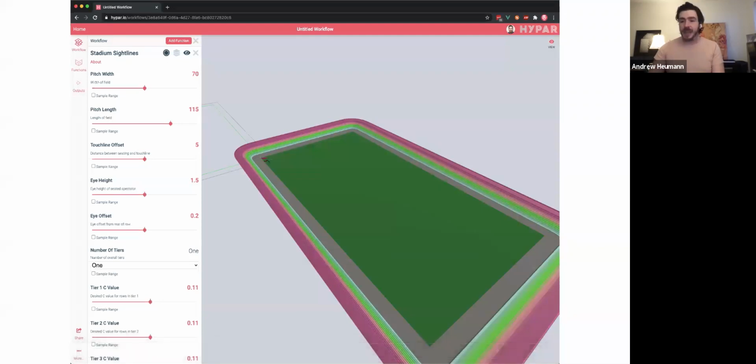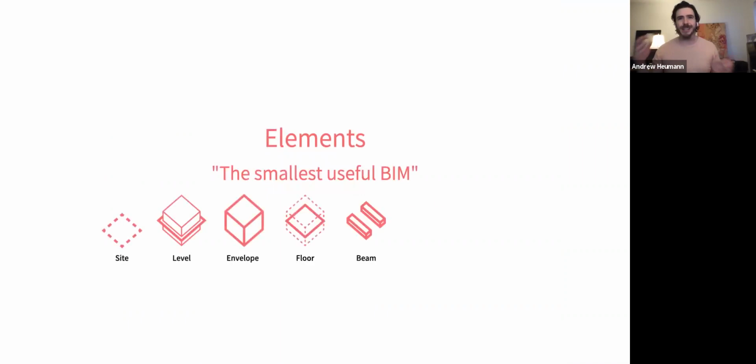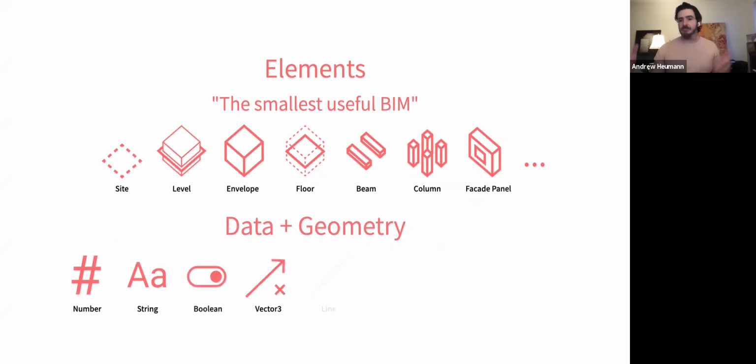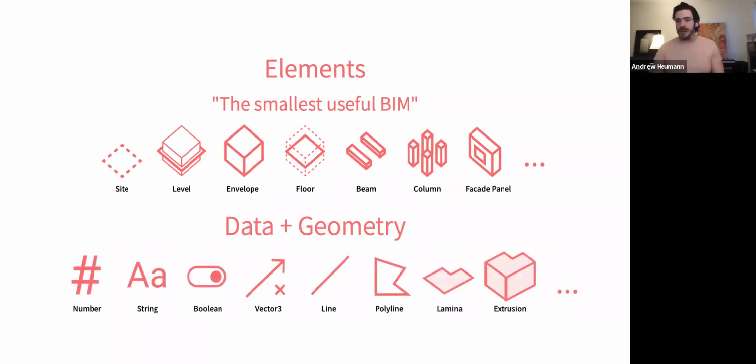So one of the things that underlies all of this is what we call elements. Elements, we refer to as the smallest useful BIM, but it's basically a library and a data standard for representing BIM systems. So BIM elements, beams, floors, columns, levels, whatever, can be represented as Hypar elements. And these are really just bundles of geometry and data.